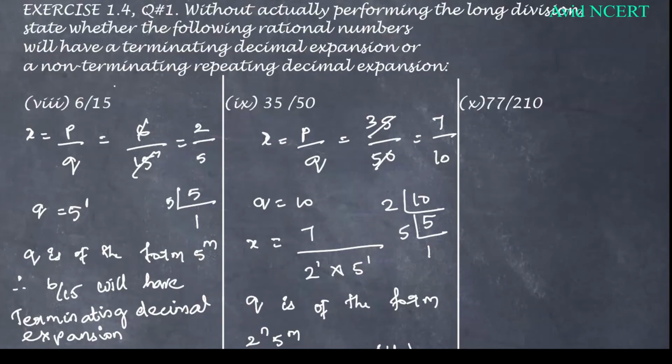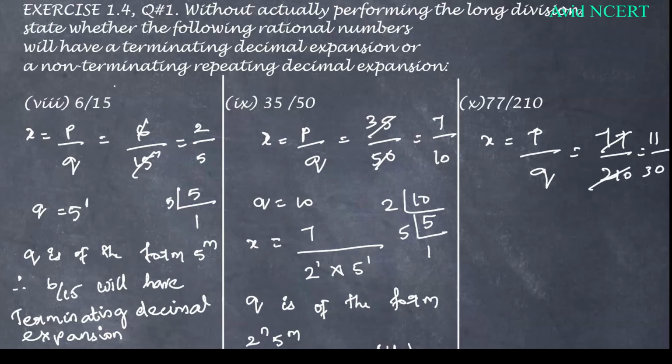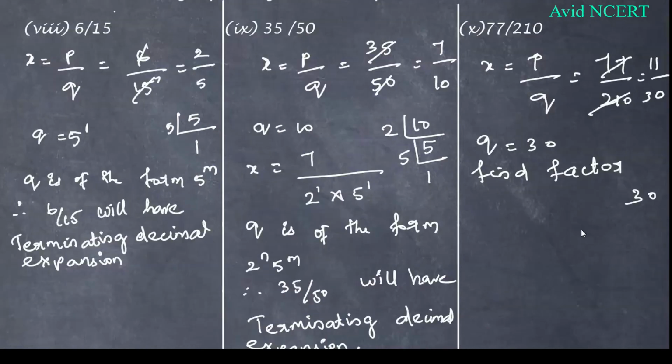Now we will solve the 10th problem, 77 by 210, which also follows the same steps. So x equals p by q, which is 77 by 210. And if you are able to simplify this, we can go ahead and simplify. This will be 7 elevens are 77 and 7 threes are 21, 0. So 11 by 30. Now we have to find the factor for q, which is 30. The factor for 30 is, it's ending with 0, so we'll start with the lowest prime factor 2. 2 fifteens are 30.